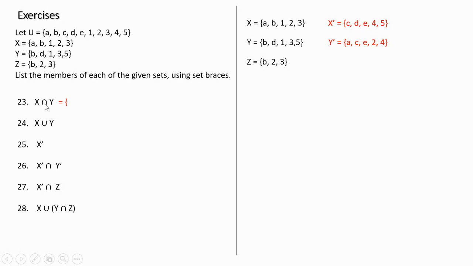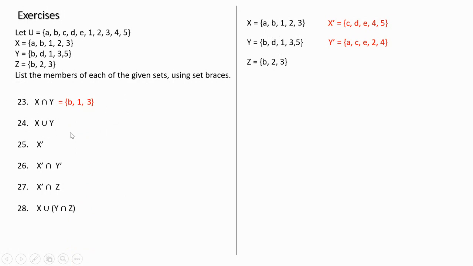What does X and Y mean? Where do X and Y intersect, or what do X and Y have in common? Let's go here on the right. Do they have an A? No. A B? Yes, they have a B in common. A 1? Yes, a 1 in common. 2? No. 3? Yes, they both have a 3. So that's my solution for the set of X and Y, or X intersects Y.